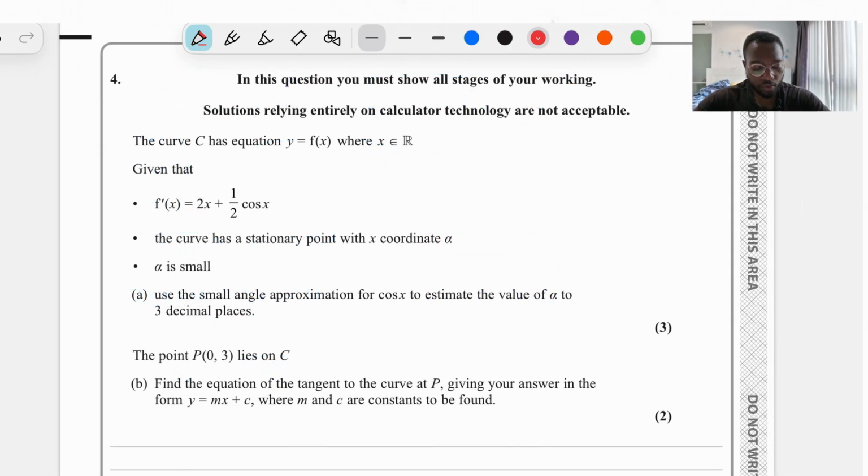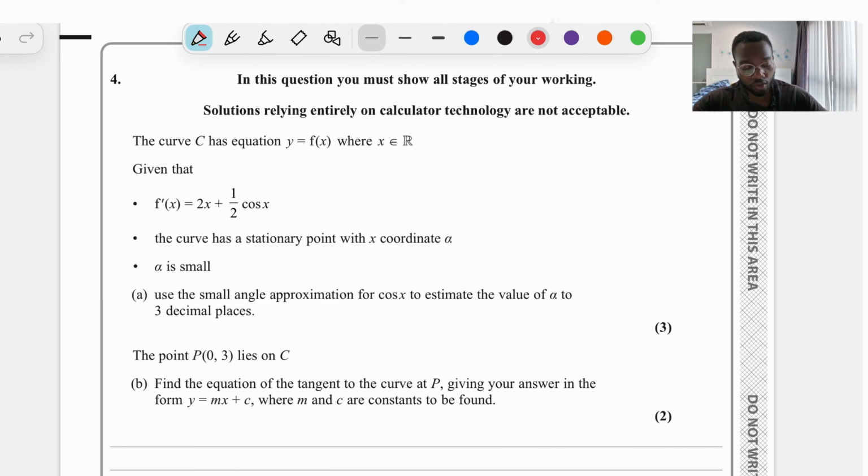So for this question, we have that f dash x is equal to 2x plus a half cos x. We know that the curve has a stationary point with x coordinate alpha. Alpha is small, and then we need to use a small angle approximation for cos x to estimate the value of alpha to 3 decimal places.